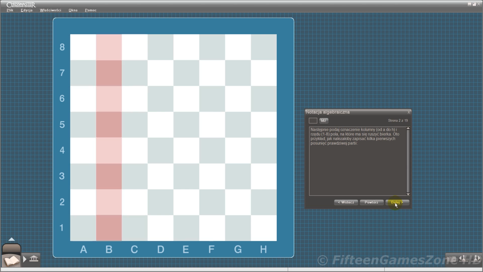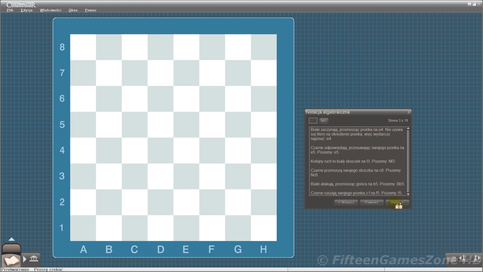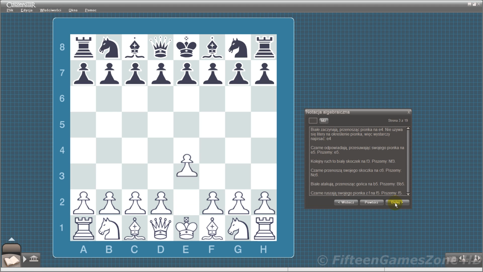Next, write down the file, A through H, and rank 1 through 8 of that piece's destination square. Here's how you'd write the notation on the first few moves of a real game. White begins by moving his pawn to E4. Since you don't use any piece names for pawn, you write only the destination square, E4.